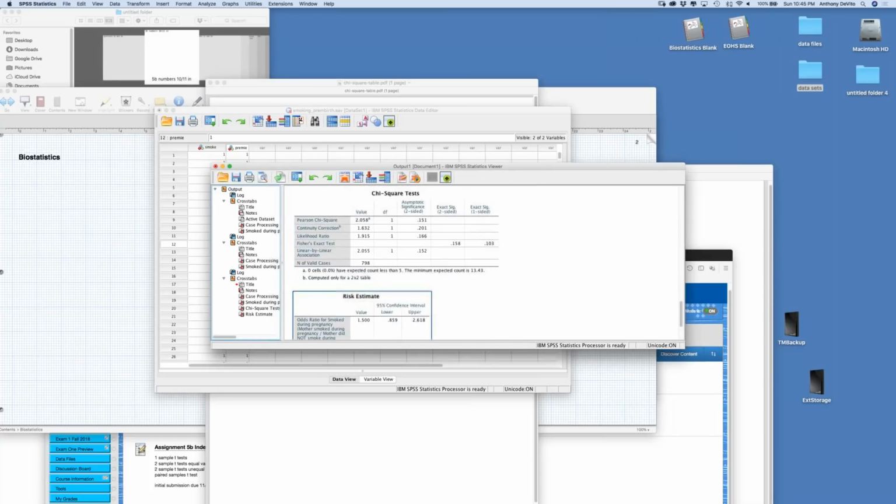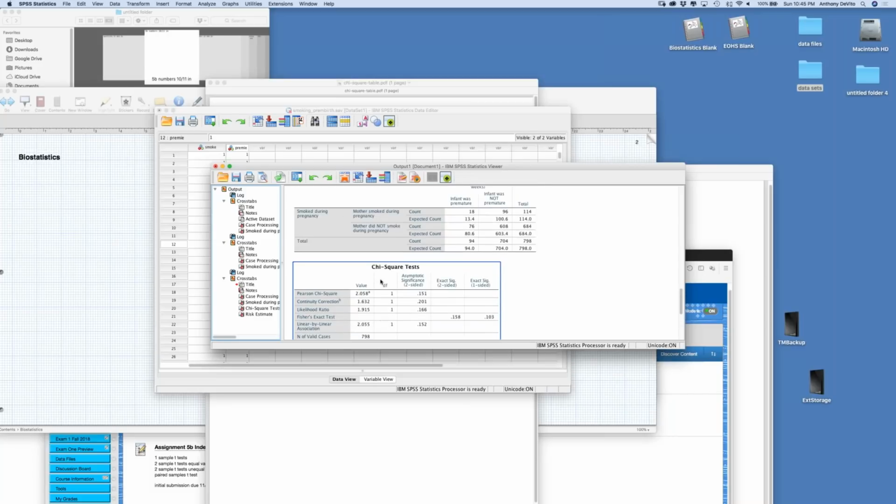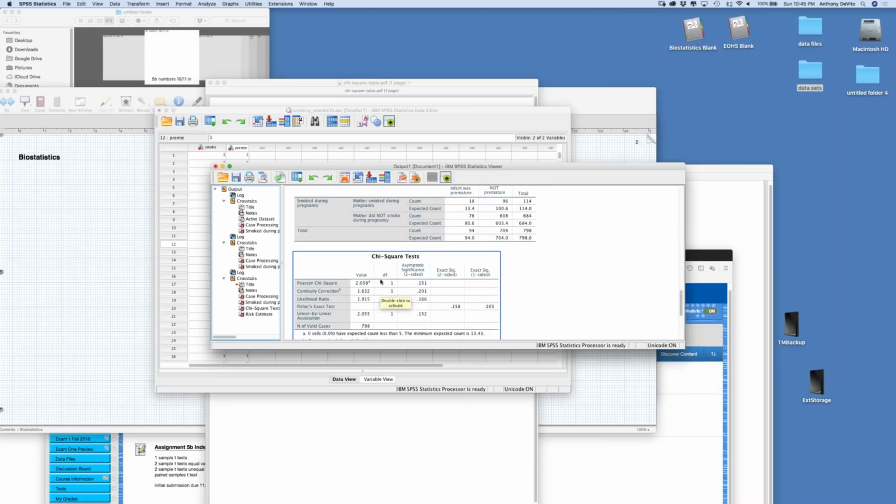Okay, so our chi-square value, which is the same thing you would get if you calculated it mathematically the way I described, is 2.054, and it's 1 degree of freedom as we predicted. Is that big enough to reject our null hypothesis? Well, we know the critical value of chi-square was 3.84, so this is too small for us to reject our null hypothesis. So we fail to reject our null hypothesis.